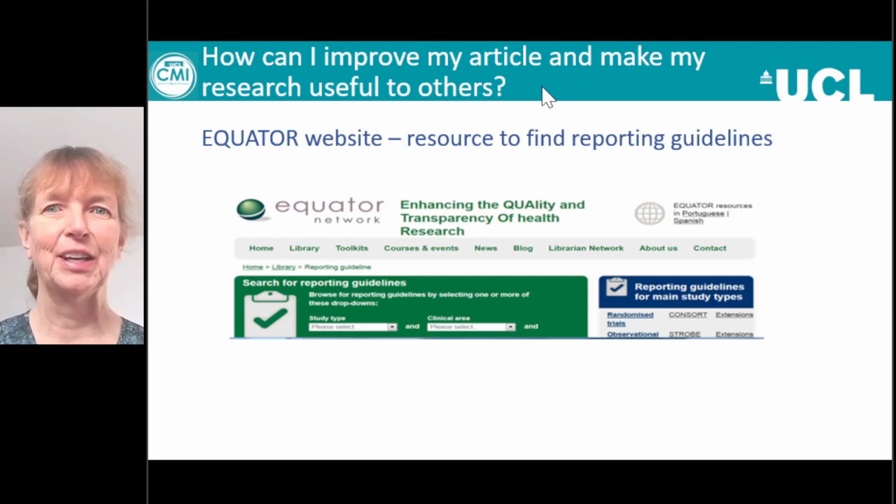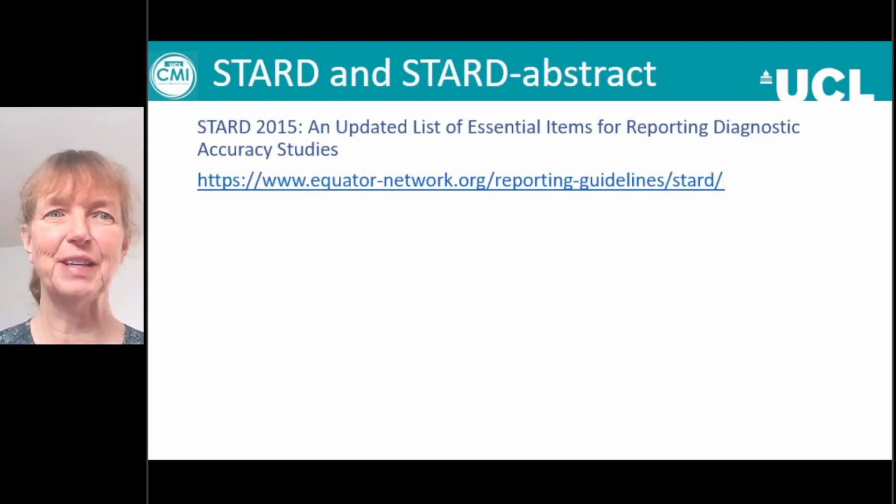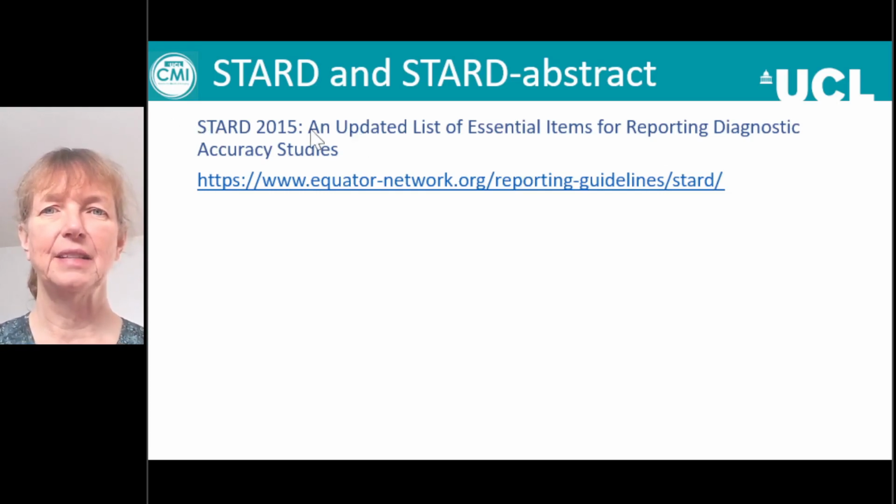submit the article. Go off to the Equator website, which is a resource for finding reporting guidelines, and find the relevant reporting guidelines for your study. Okay, here's a snapshot of the Equator website, and it has a search for reporting guidelines, but it also has the reporting guidelines for the main study types listed. For diagnostic accuracy studies, the reporting guideline is STARD, and in 2015 there was an updated version of STARD. So again, you can pick that up from the Equator website.